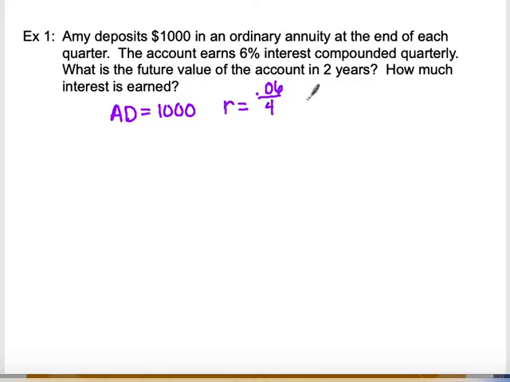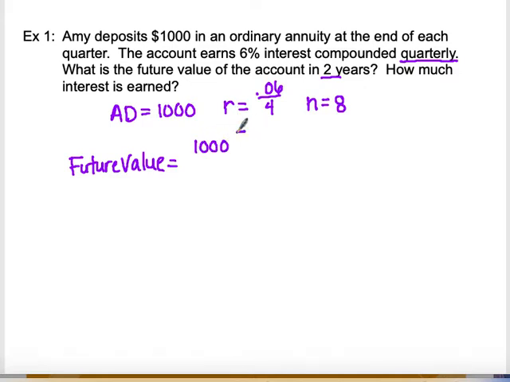So we need to calculate N. If we're compounding it quarterly, that's 4 times a year. For 2 years, our N is going to be 8. Now let's very carefully plug everything into our formula. So we're going to calculate that future value, and we're going to start with the amount deposited.